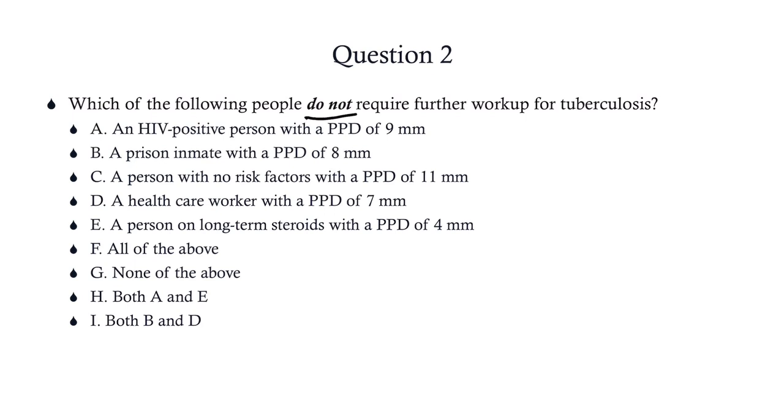E, a person on long-term steroids at 4 millimeters. F, all of the above. G, none of the above. H, both A and E. Or I, both B and D.